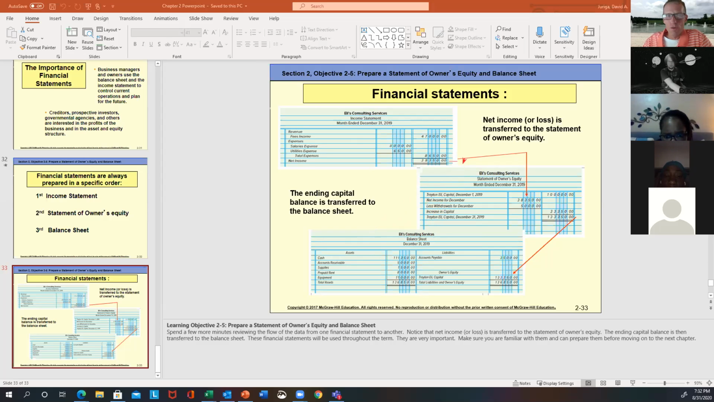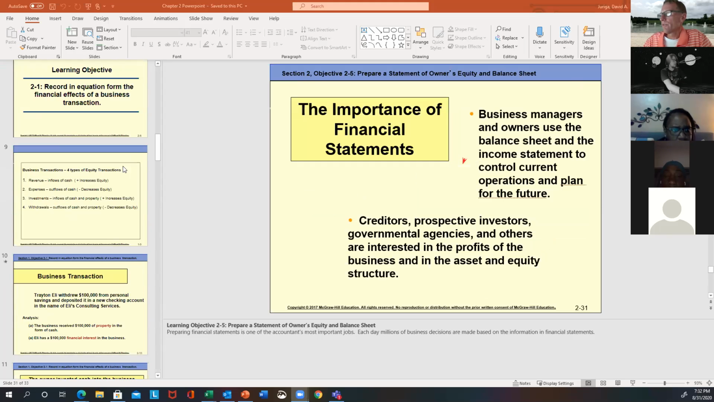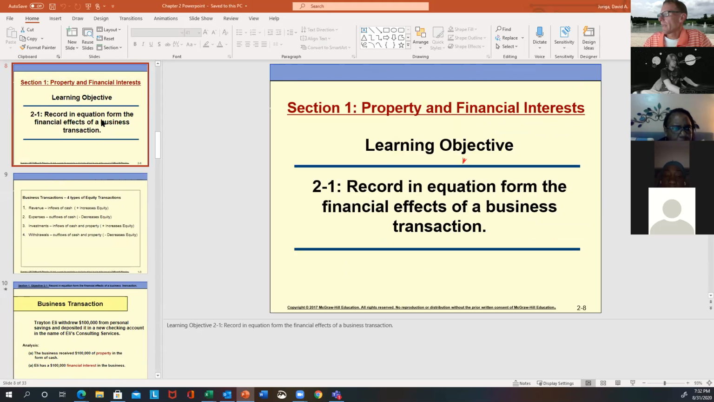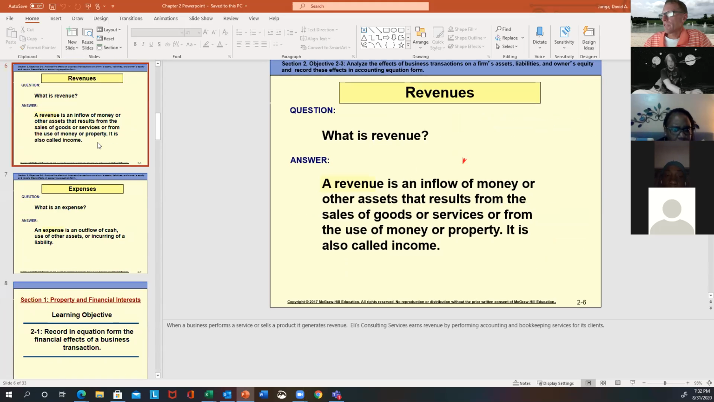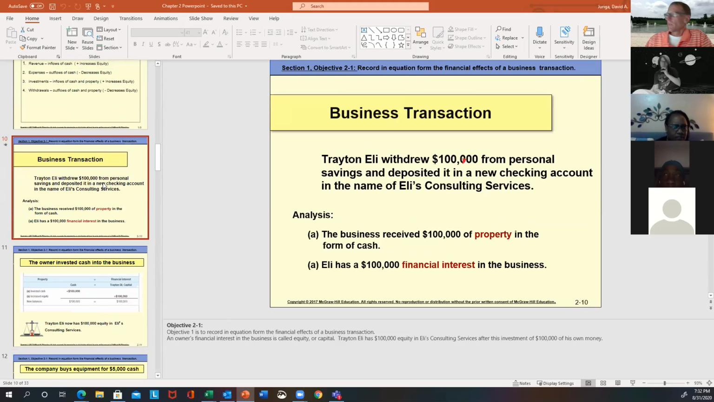Now, let me go back to the start of these transactions. Just remember, a business transaction, let me get to it. They give you the first one, and in your business transactions, I'm going to go through a couple of these, and then we'll get to the book. Essentially, we're going to look at how they affect the accounting equation.